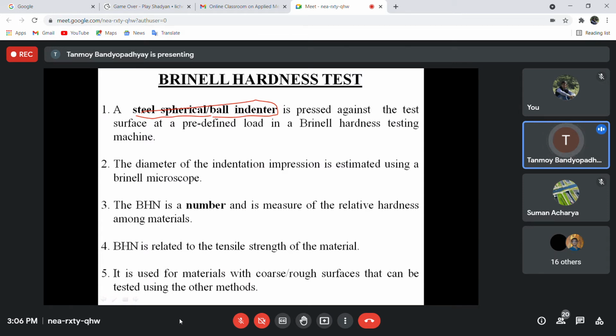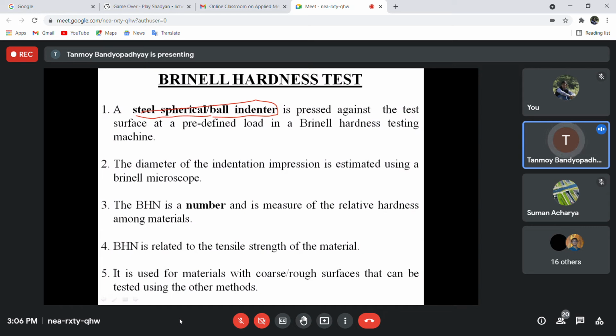A microscopic attachment is either always present with the setup itself, or in many machines it can come as a different attachment. So after you apply the load, you take out the specimen, then you put the BRINELL microscope on that specimen and measure the impression diameter.